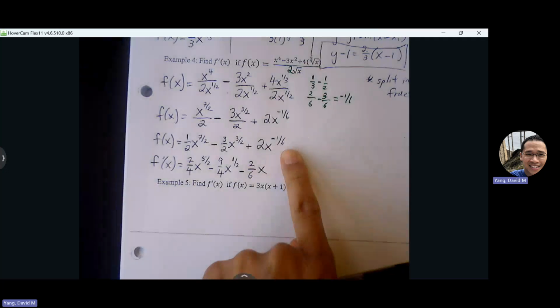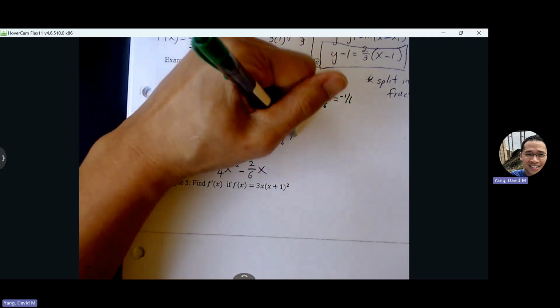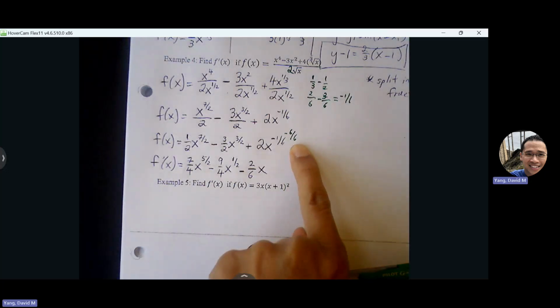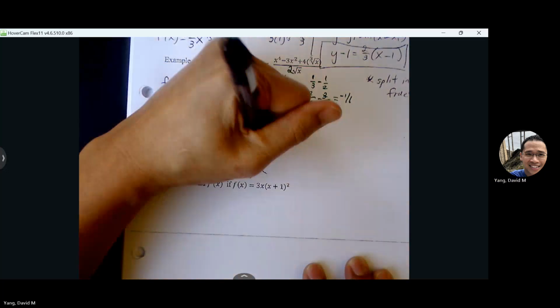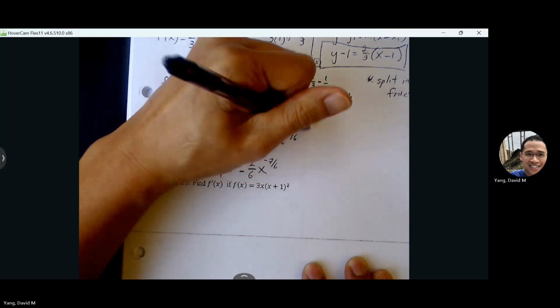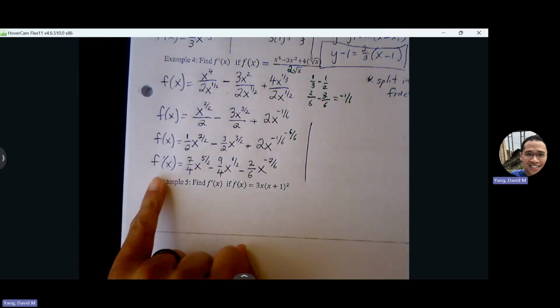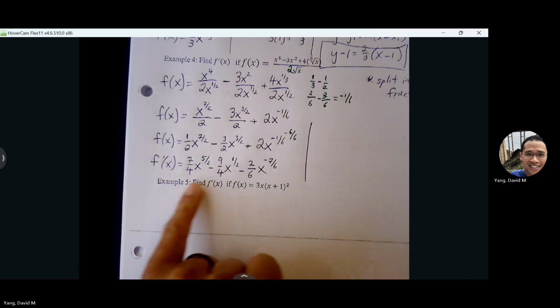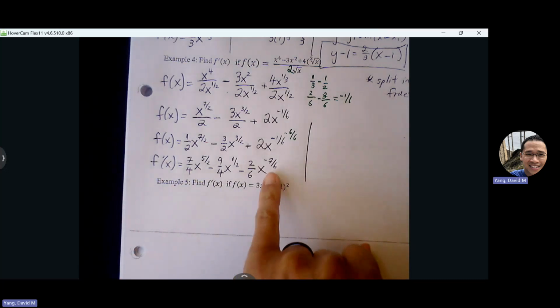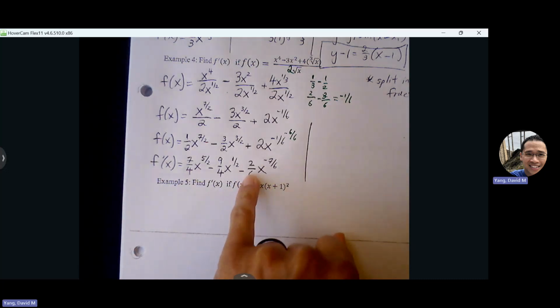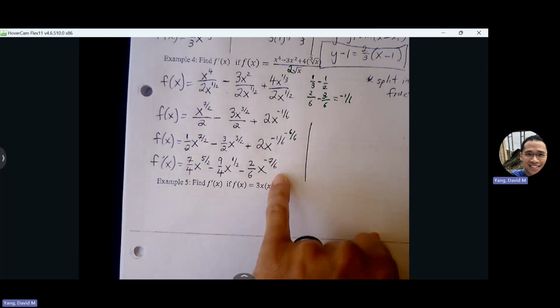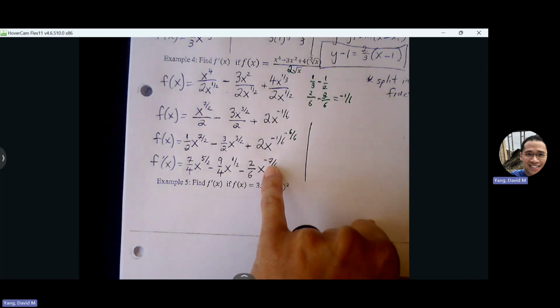And then what's my new exponent? Negative 5/3. What's negative 1/6 minus 6/6? Negative 7/6. So we have our derivative. And now clean up. I'm going to reduce that 2/6. You don't have to, but I'm going to reduce it. And I'm going to push that x back down to the denominator because there's a negative exponent sticking out.